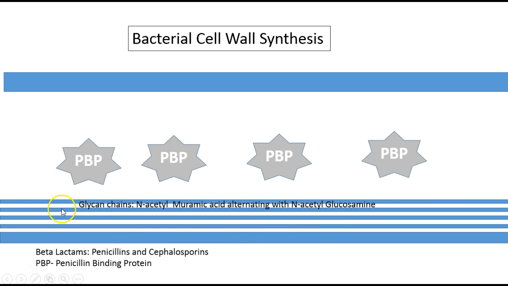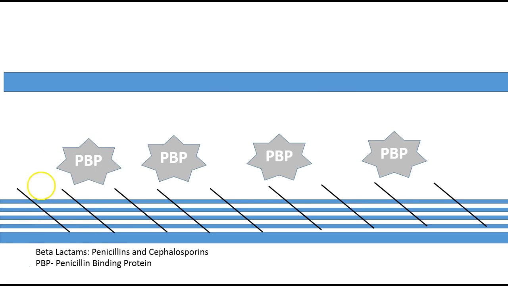Now these glycan sheets are well connected by a peptide link, and this peptide link bridge or cross-linking is mainly carried out by penicillin binding proteins. Penicillin binding proteins mainly carry out two types of reaction: transpeptidation and carboxypeptidation. So understanding of the peptide linkage to these glycan chains is very important, the final step in the synthesis of the cell wall.